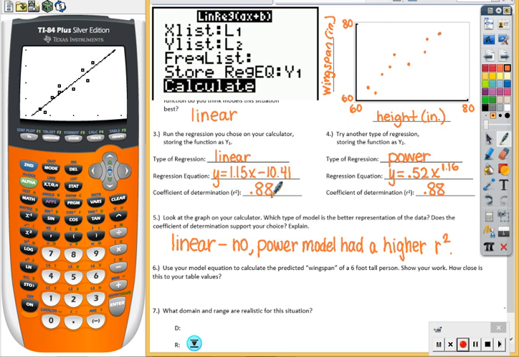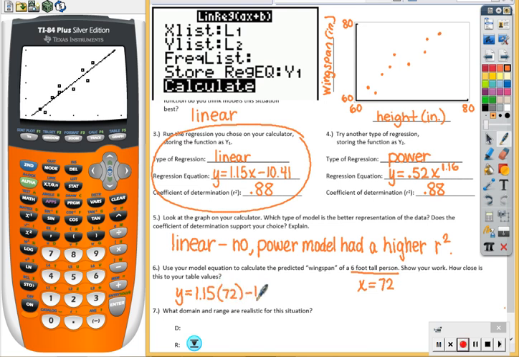Use your model equation. When it says model equation, that means the one that we've chosen, and I chose this one. So I'm going to use this equation to calculate the predicted wingspan of a 6-foot tall person. A 6-foot tall person, that's an x value. 6-foot tall people are 72 inches tall. It says to show my work, so this would be showing my work. A 72-inch tall person. What would I expect their arms to be like?